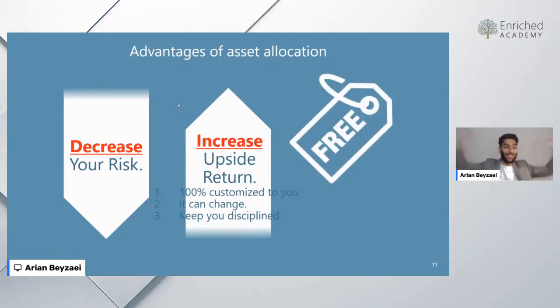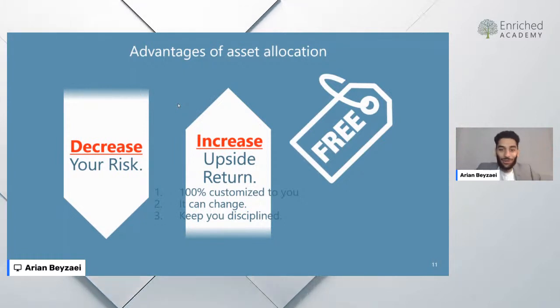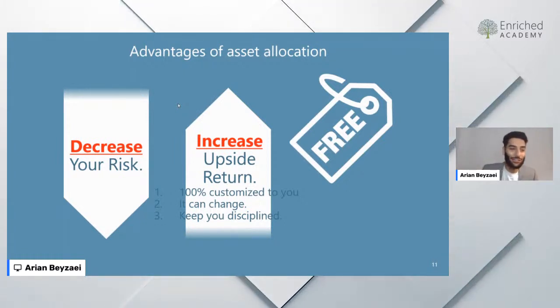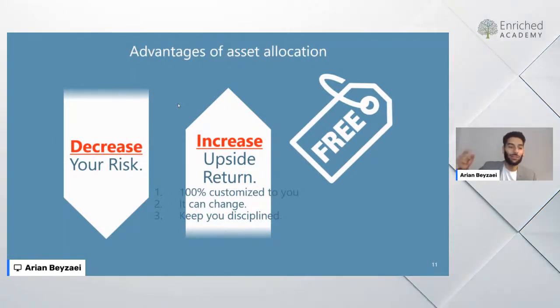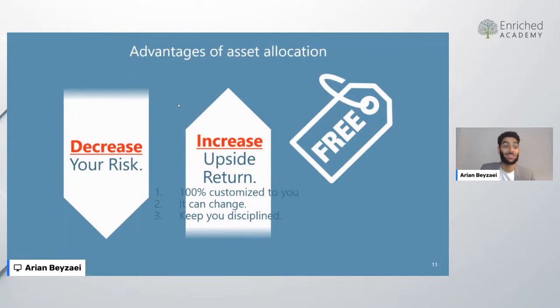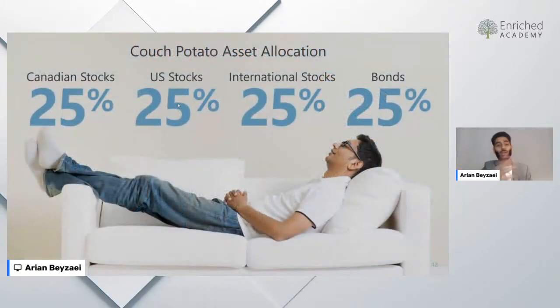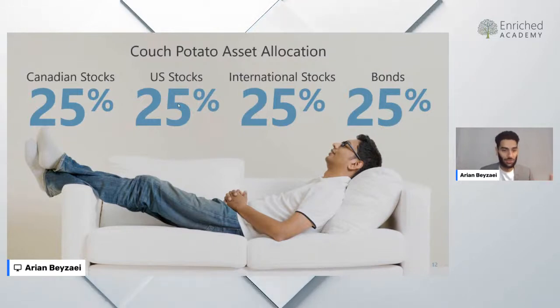And then next, it's free. You don't have to pay no one to figure out your asset allocation. You don't have to pay a financial advisor. You can figure this out for free. And there's so many great online resources and tools that can help you determine your asset allocation. Here's one if you're having trouble to start with.